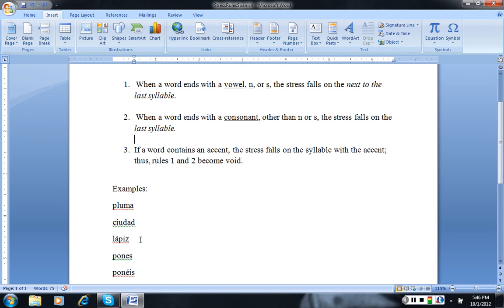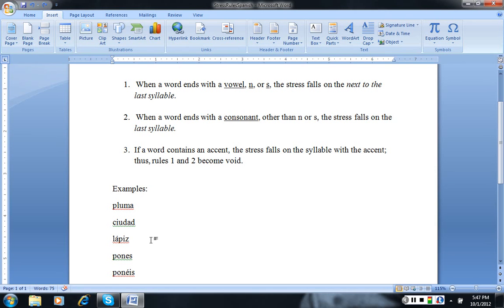Now let's take a look at the word lápiz, which is pencil. Lápiz. Alright, notice that this word has an accent. If a word contains an accent, just forget about rules 1 and 2. Now this word actually ends with a consonant, which means that the stress should fall on the last syllable. But since it has an accent, that's going to nullify the rule.